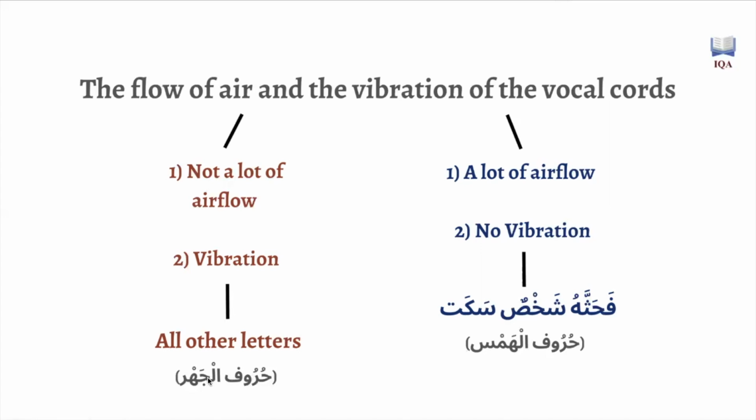So al-jar is another attribute which is opposite to al-hams, and all other letters excluding فحثه شخص سكت are going to have the attribute of jar, which is what? Not a lot of airflow and a lot of vibration coming from your throat, which are vocal cords. So these are the two first attributes that are opposites to each other. All letters in the Arabic language are either going to have the attribute of al-hams, and they're going to be called huruf al-hams, or are going to have the attribute of jar, which is the opposite of al-hams, which are all other letters excluding these ones here. So this is how it functions.